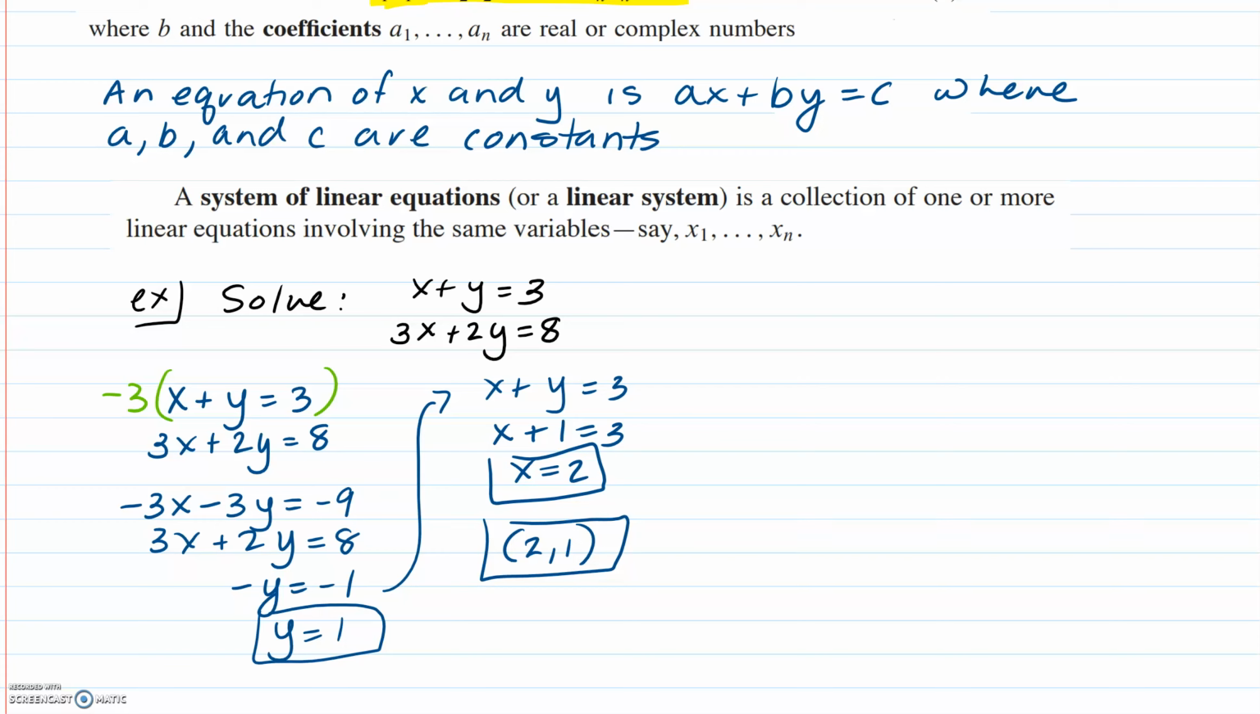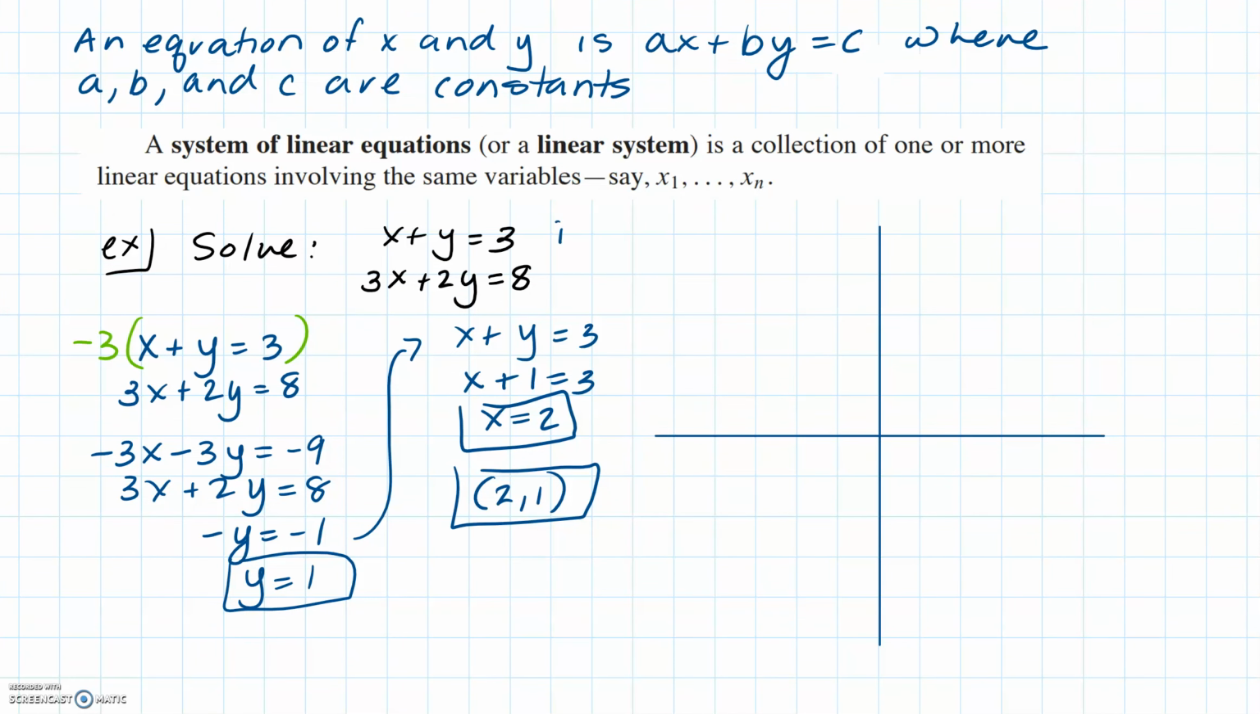There were other ways of solving as well. Substitution was one of them. The other one was graphing. Let's go ahead and try graphing. When you graph the first equation, you can see that the intercepts are just 3 and 3, aren't they? When x equals 0, y is 3. When y equals 0, x is 3. So I'm just going to plot those 2 points and draw a line.